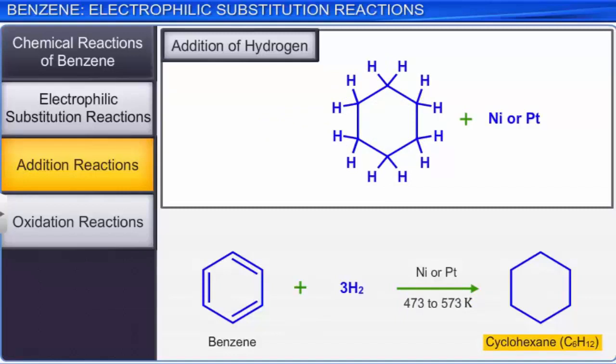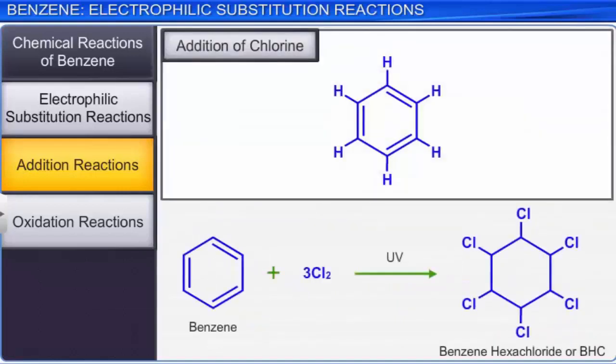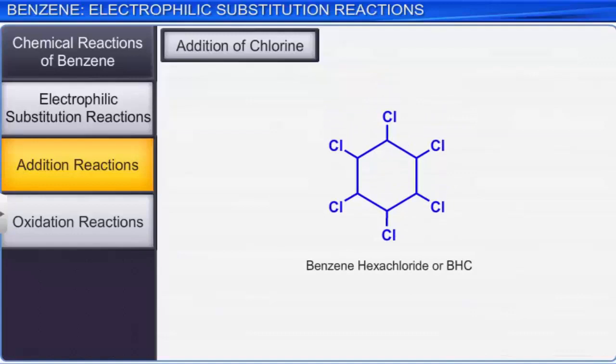Benzene reacts with chlorine or bromine in the presence of ultraviolet light to form benzene hexachloride or BHC. BHC is used as an insecticide and sold under the names of gamma-hexane, lindane, or 666.